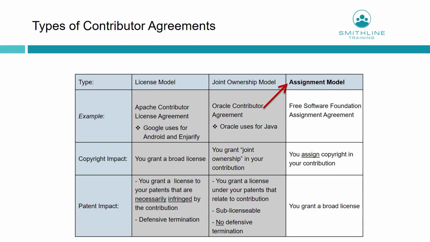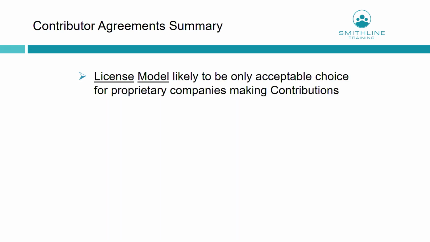The third model is the assignment model. Now, the assignment model is what's used by the Free Software Foundation, the authors of the GPL. And under the assignment model, you actually assign copyright in your contribution to the project. So it's not a license, it's not joint ownership, it's straight assignment. And by the way, you get no license back to your contribution. You also grant a broad patent license.